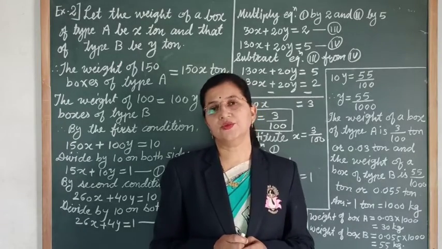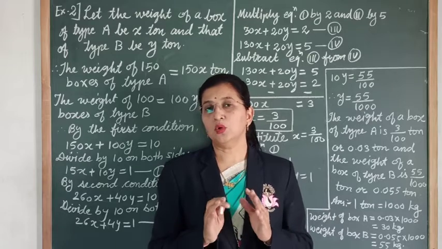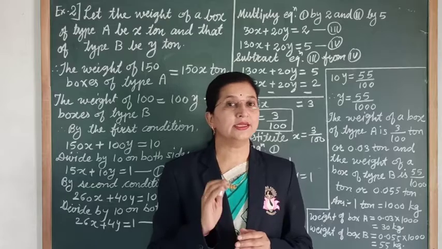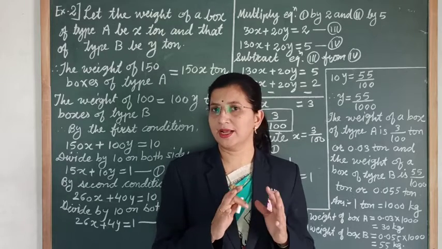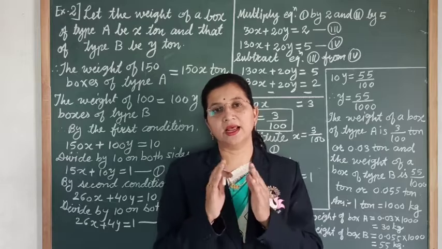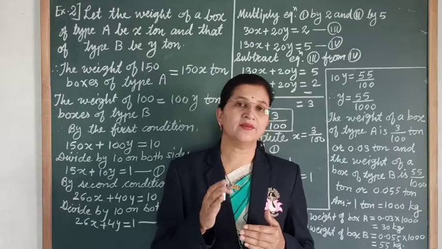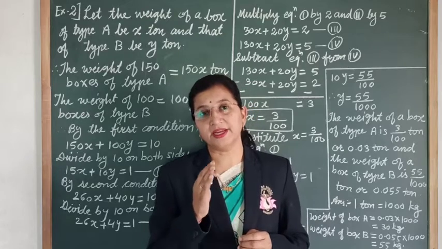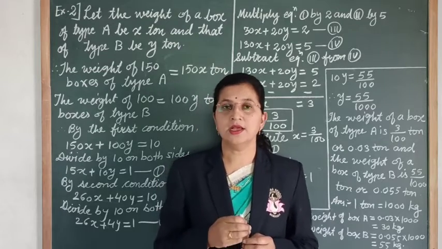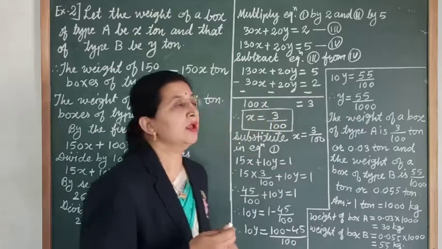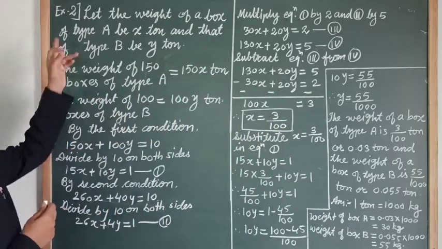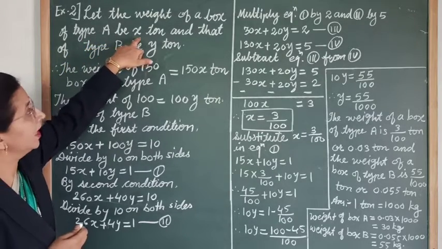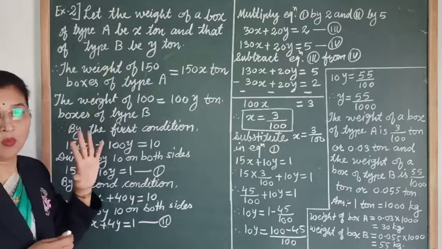Dear students, in this question, we are given two types of boxes in a truck. The capacity of the truck is 10 ton and there are two types of boxes, type A and type B. And here we are given two conditions and asked to find out the weight of each type of box. Okay, so let's see how to solve this question. So here we'll consider the weight of the box of type A as x ton and that of type B as y ton.